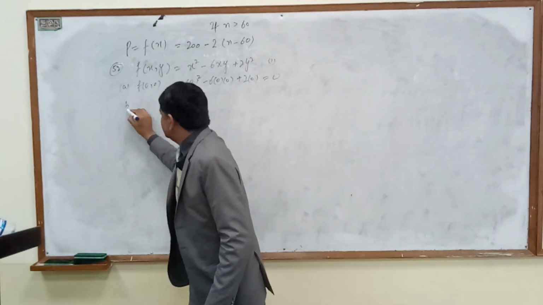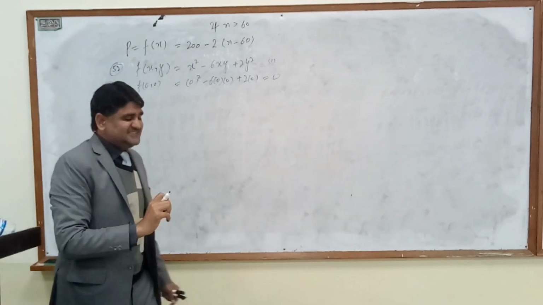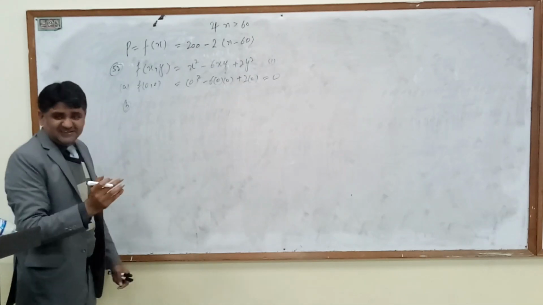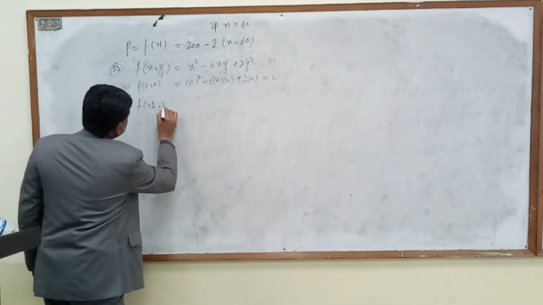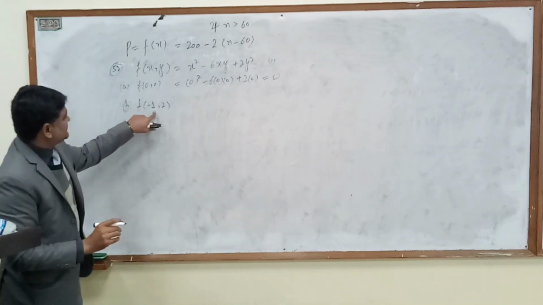If input is changed, what is the input in part B? Minus 1 and 2. F of minus 1 and 2. The value of x is minus 1.